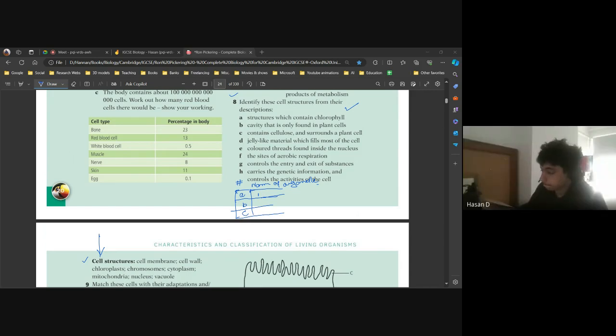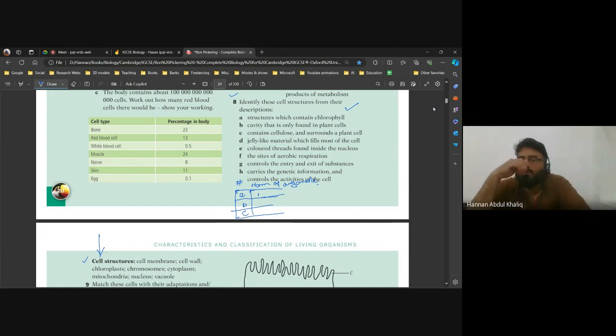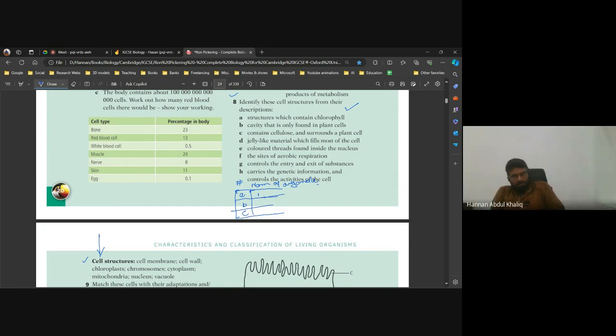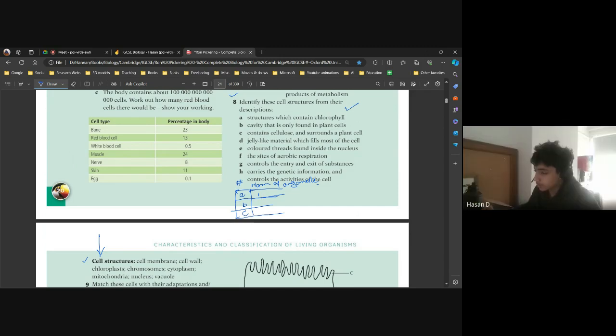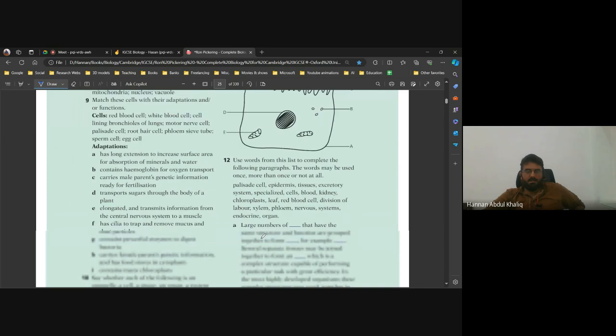Okay, I'm done. Okay, so structure which contains chlorophyll. Chloroplasts. What about B? Vacuole. Good. C, cell wall. D, cytoplasm. Good. E, DNA. Okay, good. F, mitochondria. Well then. G, cell membrane. And H, nucleus. Well done. So that was a very good understanding over here.